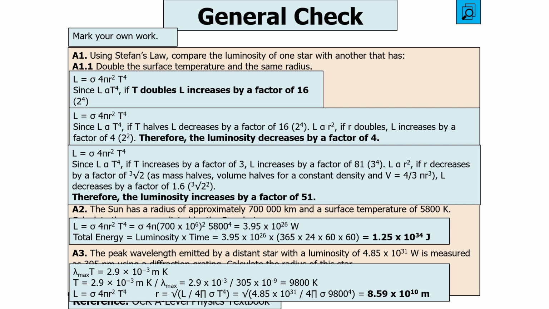Then in this last question again, we're now having to use Wien's displacement law. So lambda max times T equals 2.93 times 10^-3. So we can work out the absolute surface temperature in Kelvin by working those through with those values. Remember, nanometers is 10^-9. So we get 9,800 Kelvin. We then pop it into the equation for Stefan's law, but we make r the subject. So we work it all through, pop in the values, and we get 8.59 times 10^10 meters.